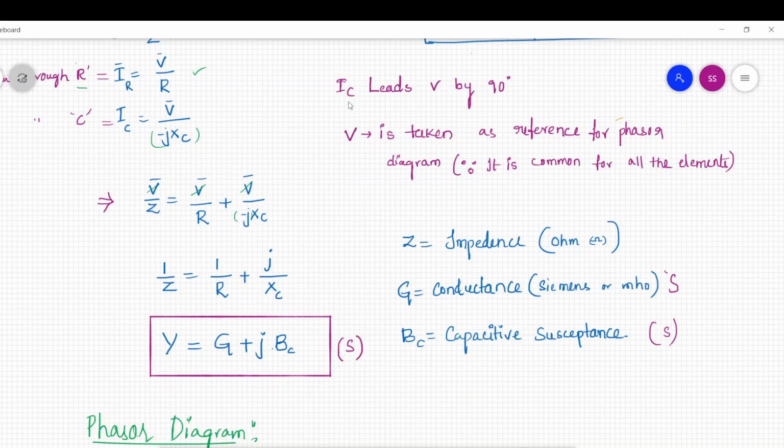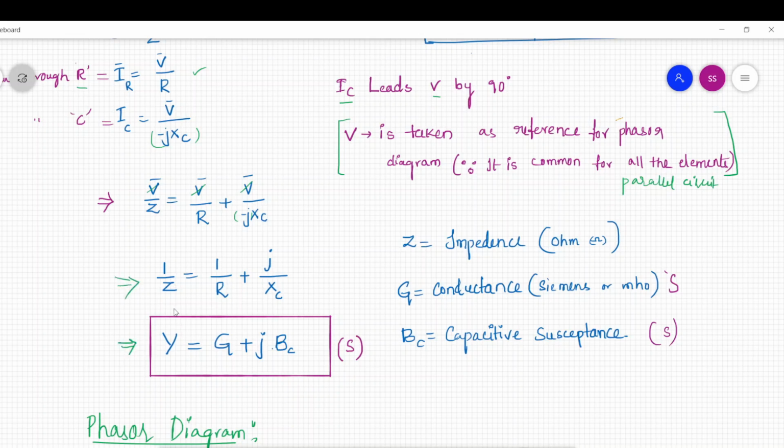We know that current in a capacitor leads voltage by 90 degrees. Here we will take V as reference to draw the phasor diagram because it is common for all elements in a parallel circuit. Earlier we took current as reference because it was a series circuit and the current was the same for all elements. Now it is a parallel circuit, so voltage will be the same for all elements.